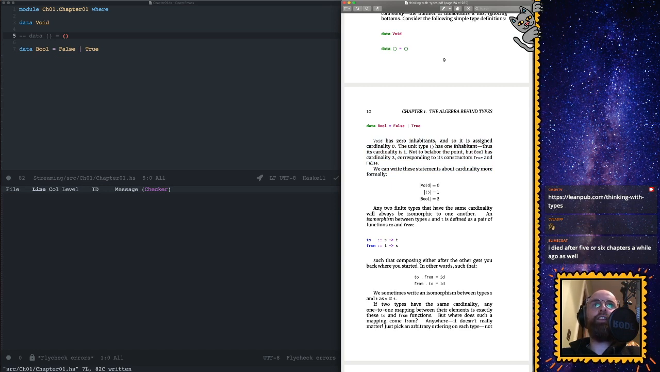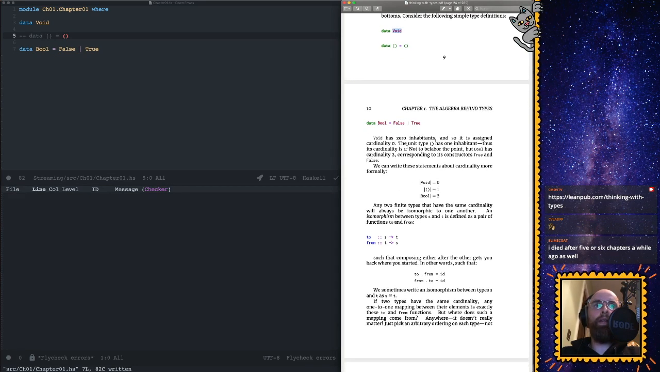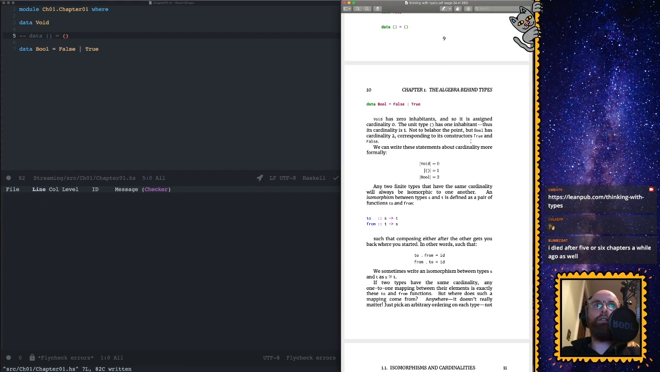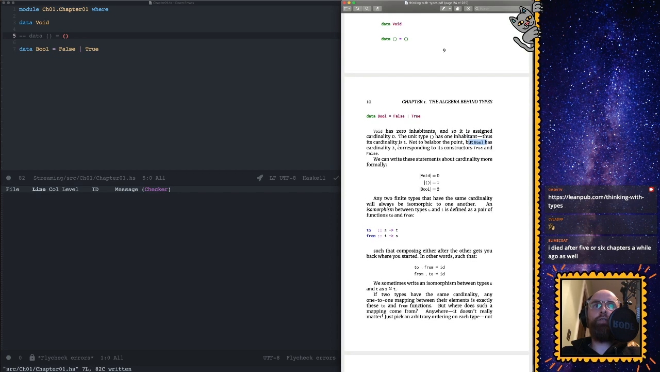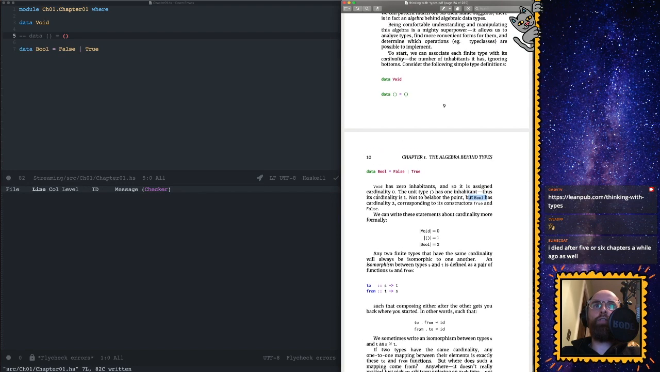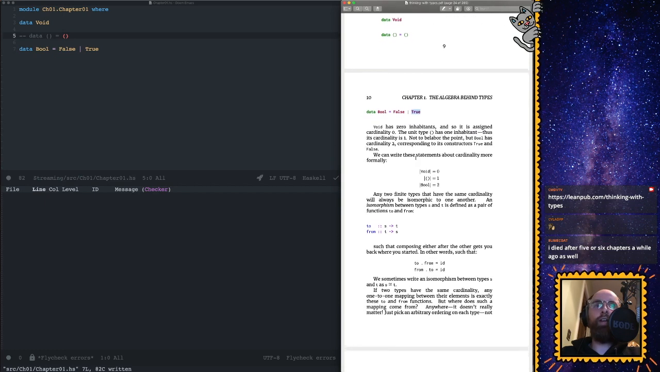So void has 0 inhabitants, so it is assigned cardinality 0. Which makes sense. Well, it doesn't, but that means 0. There's literally nothing to it. And then the unit type has 1 inhabitant, so that makes a little bit more sense. Its cardinality is 1. But bool has a cardinality of 2, corresponding to its constructors, true and false. So cardinality 1, cardinality 2. All nice for now.